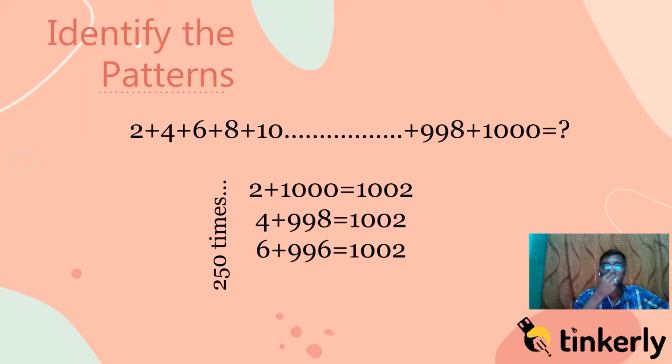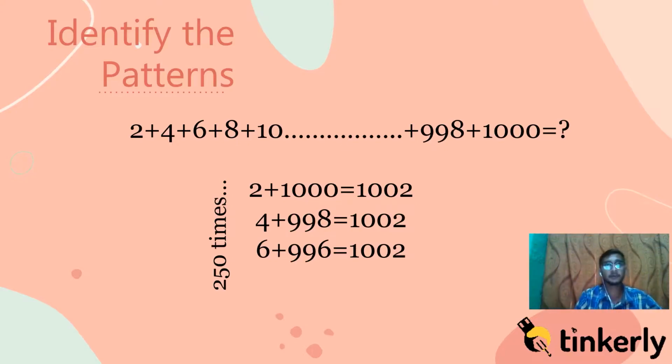Then the next one. What's the next one? Pattern recognition. The first stage is decomposition, the second one is pattern recognition. Here on your screen, there is a mathematical problem, an equation you have to solve. You have to add the numbers in the following series: 2, 4, 6, 8, 10 up to 1000.